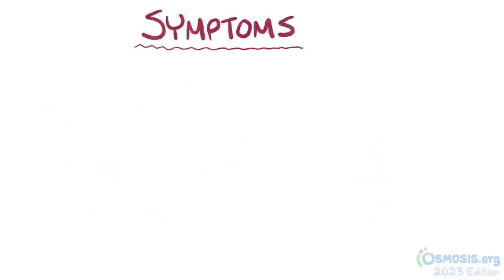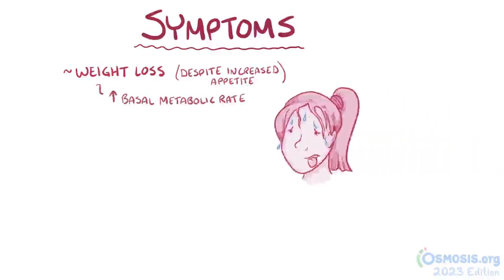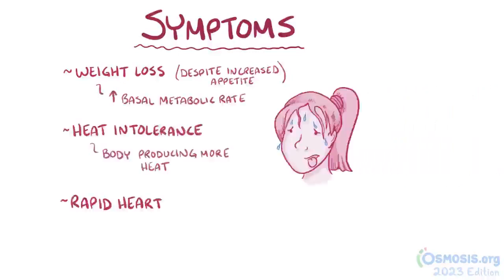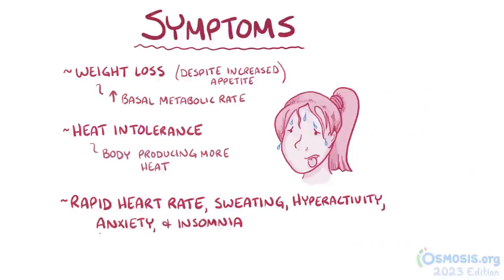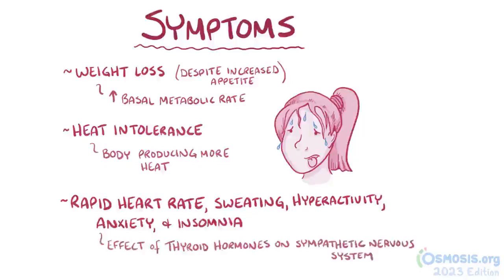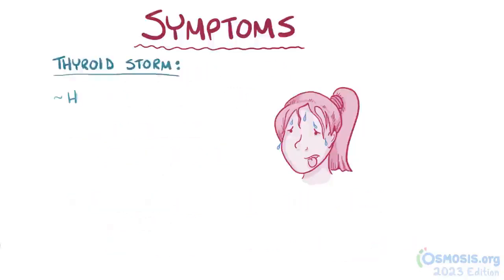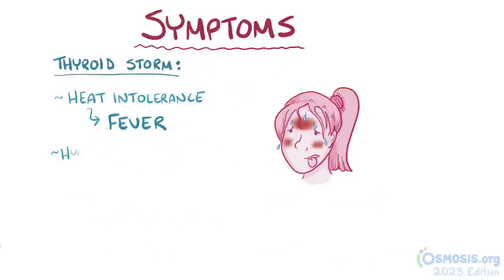The symptoms of thyroid storm are mostly an exaggerated version of the symptoms of hyperthyroidism, which include weight loss despite an increase in appetite because of the higher basal metabolic rate, heat intolerance because the body is producing more heat, and rapid heart rate, sweating, hyperactivity, anxiety, and insomnia because of the effects of thyroid hormones on the sympathetic nervous system. In thyroid storm, heat intolerance turns to fever.